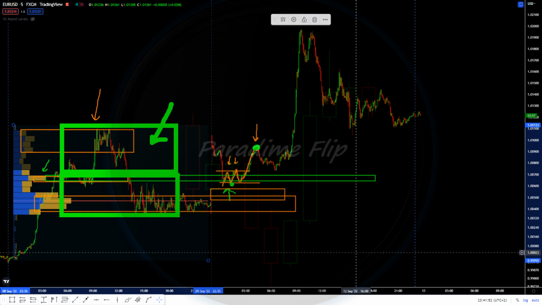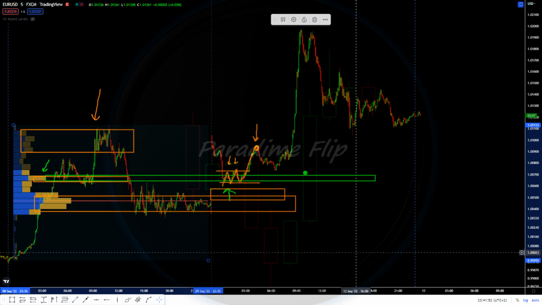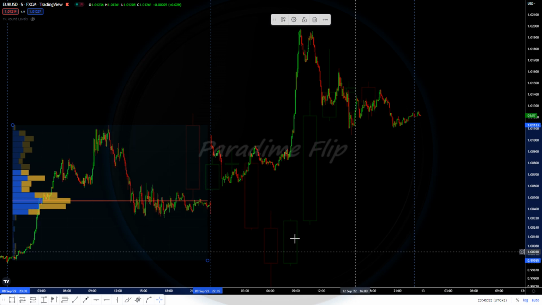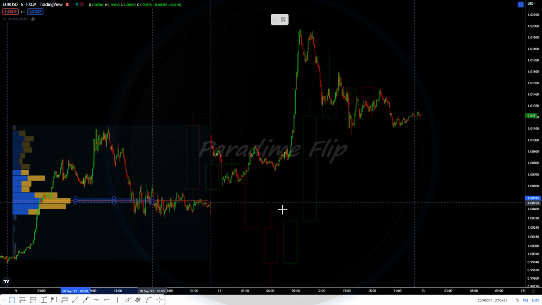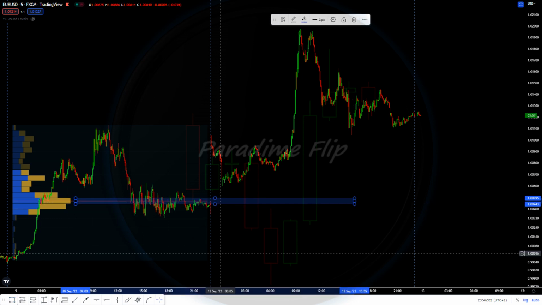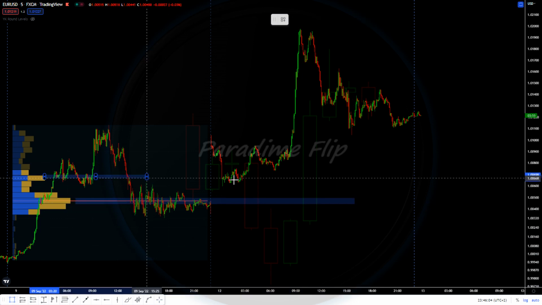and obviously you want to be trading in the direction where the money is going. And in addition to that, we got our large volume node at this level, and then we have this key level here.